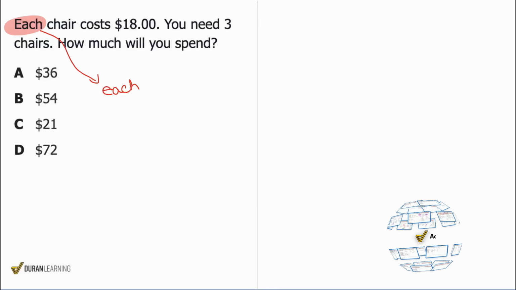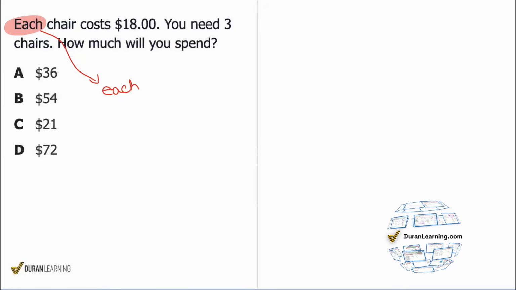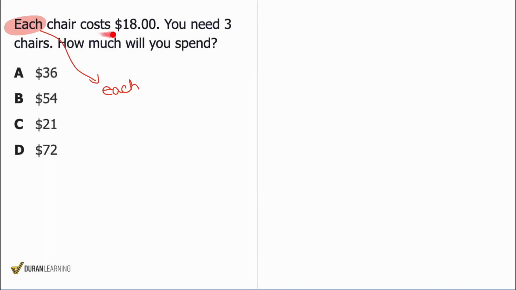So everyone, when we take a look at this problem here, how much will we spend? Yes or no in your eyes is how much we'll spend similar to being asked for the grand total? Is that similar enough for you? Yeah, I think so too. So this is going to be one of those situations where we can confidently say we're supposed to multiply. We have the cost of each chair, and if we want to find out the total cost of all 3, we're multiplying. So here we have 18 times 3.